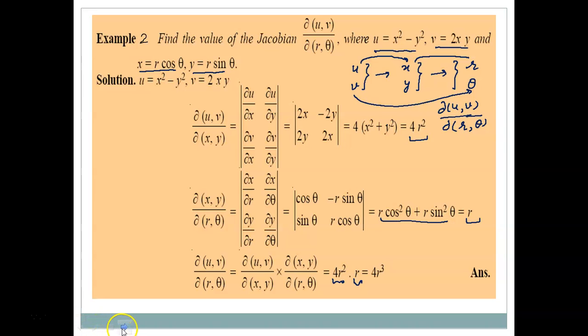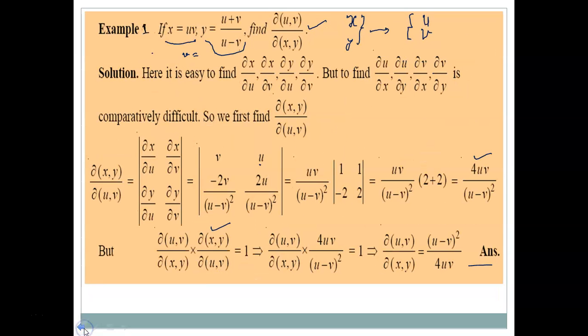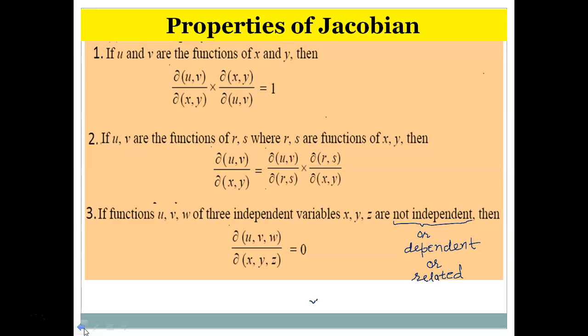Now next we move on to the third one. The third property was regarding the functional dependence of variables. So you just go back to the third property. If we have the functions u, v, w of three independent variables x, y, and z, and if we obtain the value of this Jacobian del u, v, w divided by del x, y, z equal to 0, then these variables u, v, w will be dependent or functionally related, means there will be some sort of expression which will connect these three variables u, v, and w.